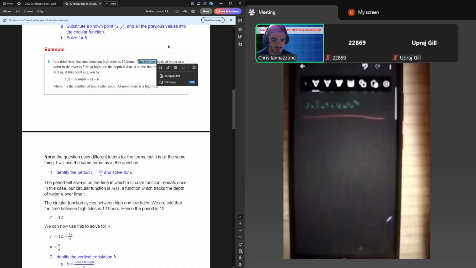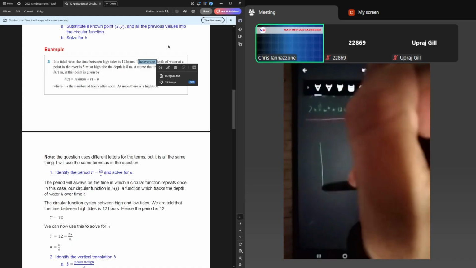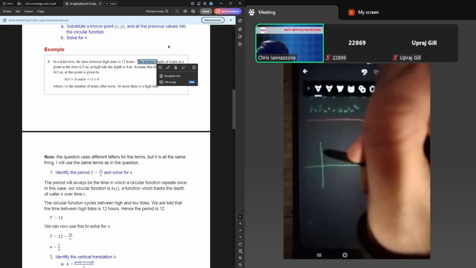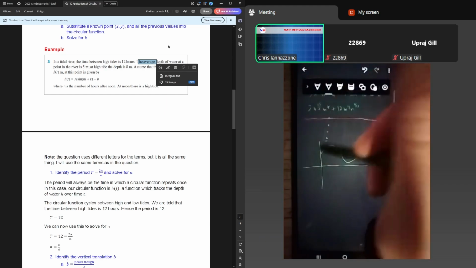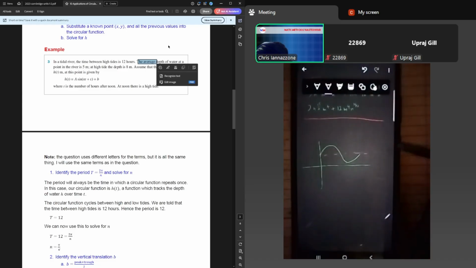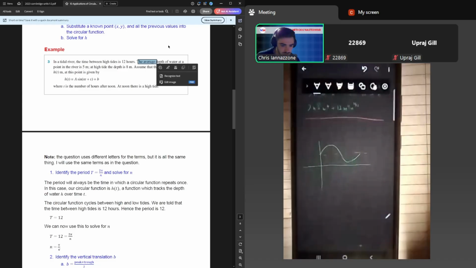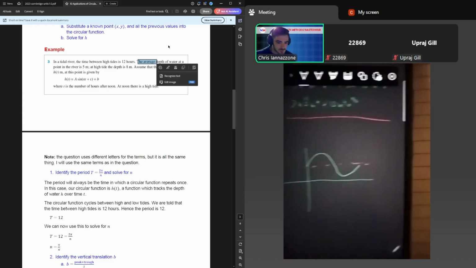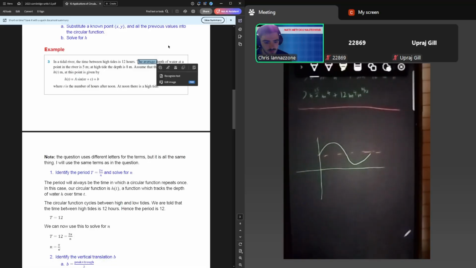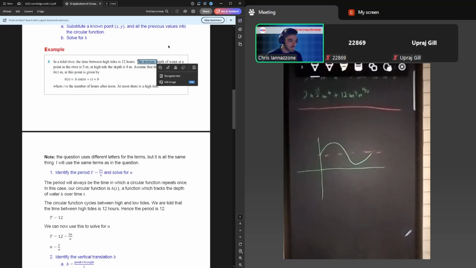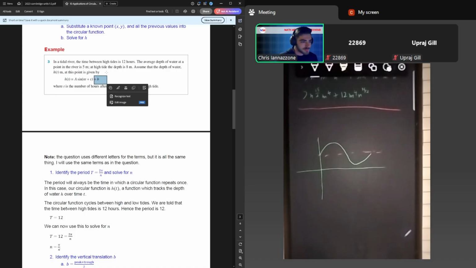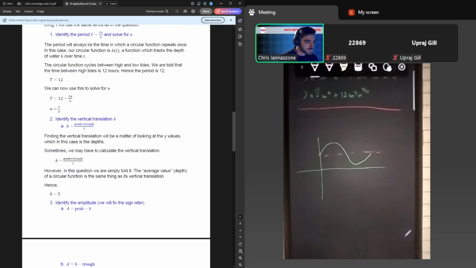So if I go to the handwritten section, just to do a quick demo of what that looks like, if your circular function looks like this, the midline there is both the vertical translation term and it's also the average of the circular function. It's the middle that goes through it. So if we're told the average depth of water is 5, that means our vertical translation is 5. In this case, they've used the letter B to determine that.